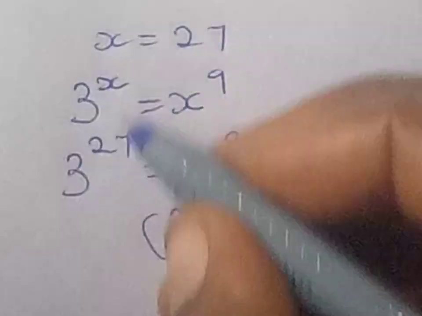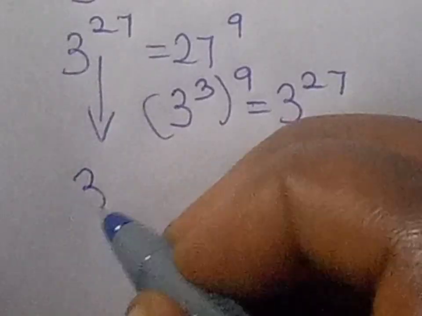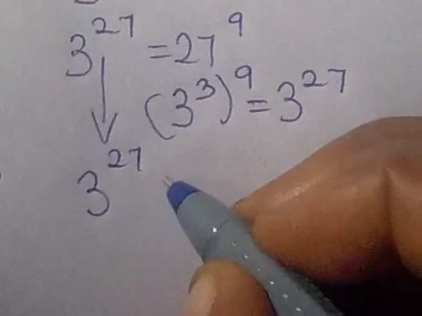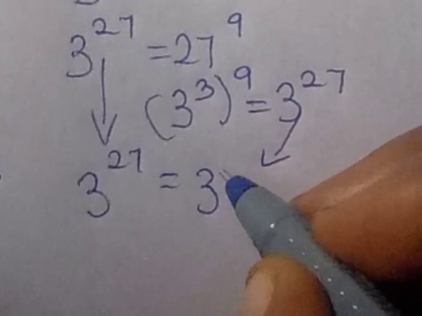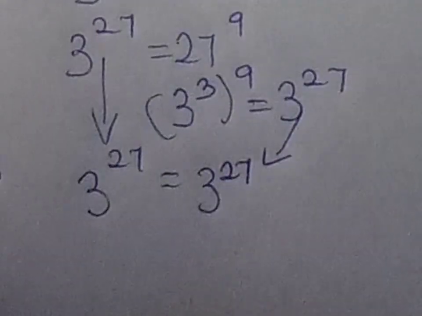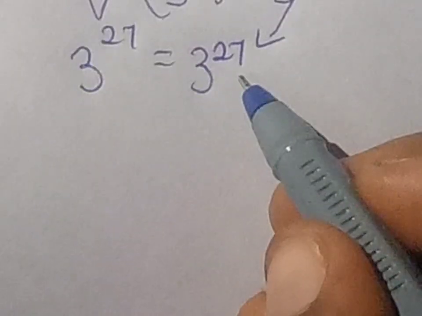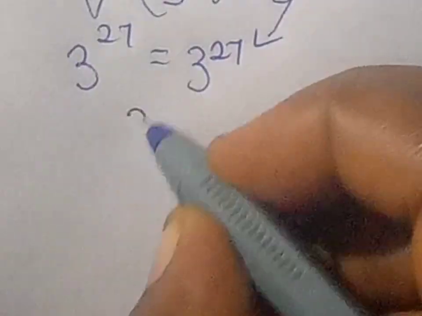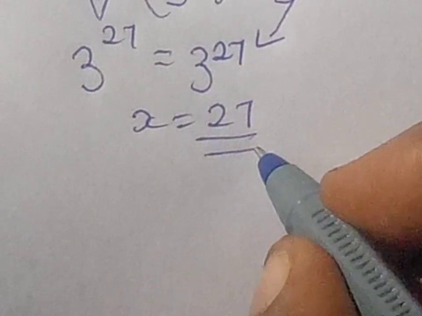Can you see that on our left side we got 3 raised to the power of 27, and on our right side we got 3 raised to the power of 27. That means these two are now identical. So x equals 27 is our second solution.